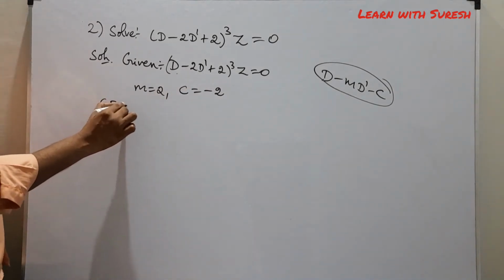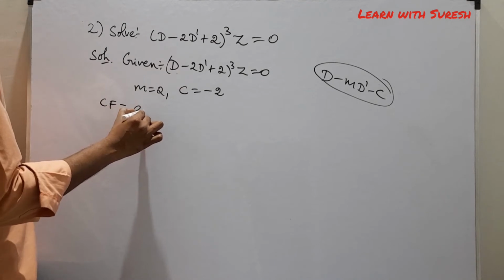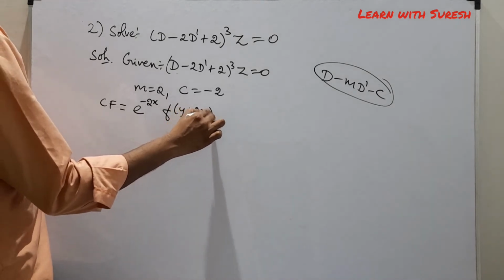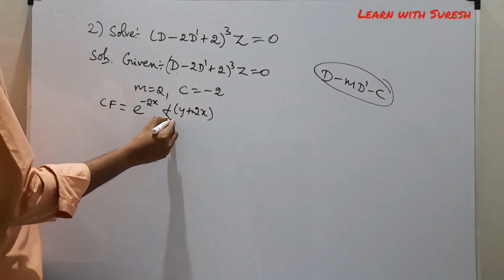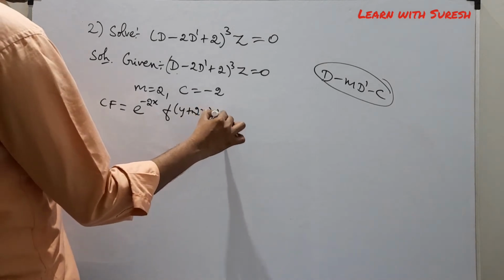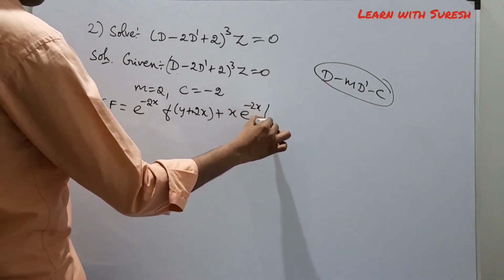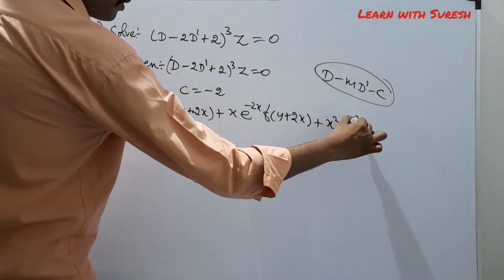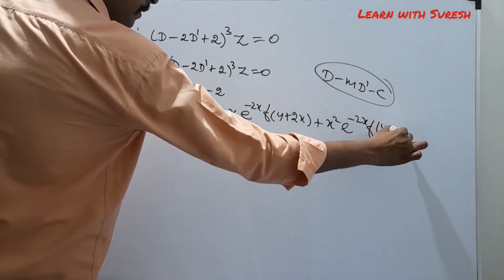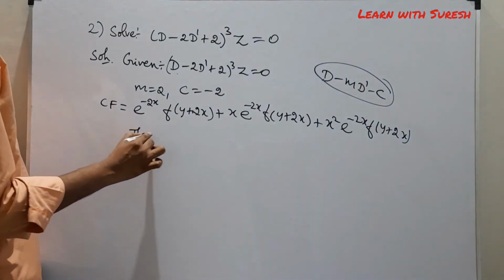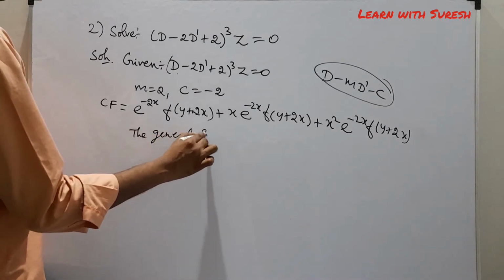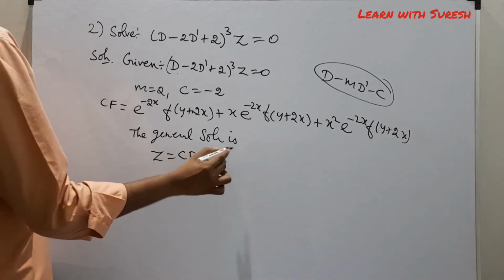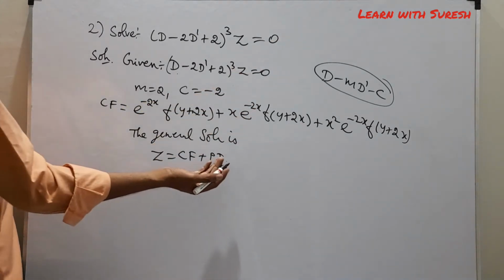Now the complementary function for repeated factors is e^(-2x) f(y + 2x). Again you are writing the same function, no need to write the indices f1, f2. Plus x e^(-2x) f(y + 2x) plus x^2 e^(-2x) f(y + 2x). And the general solution is z = complementary function + particular integral. Here there is no term on the right hand side, so there will not be a particular integral.